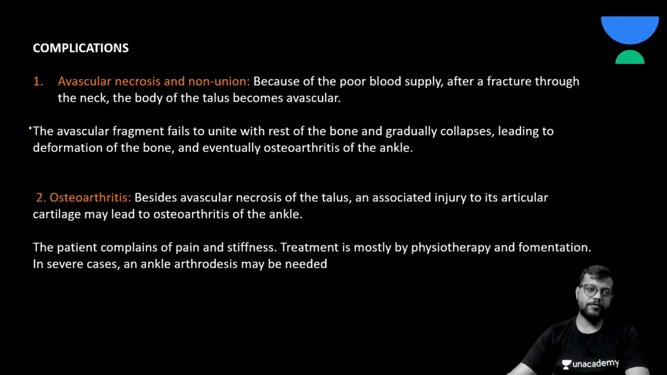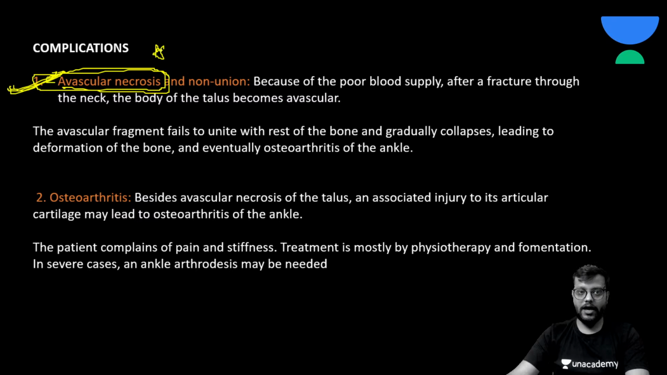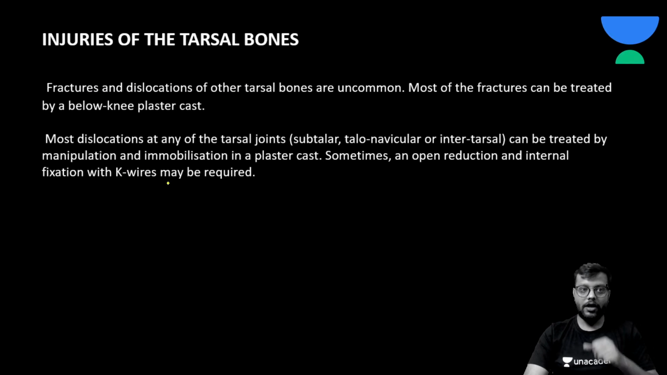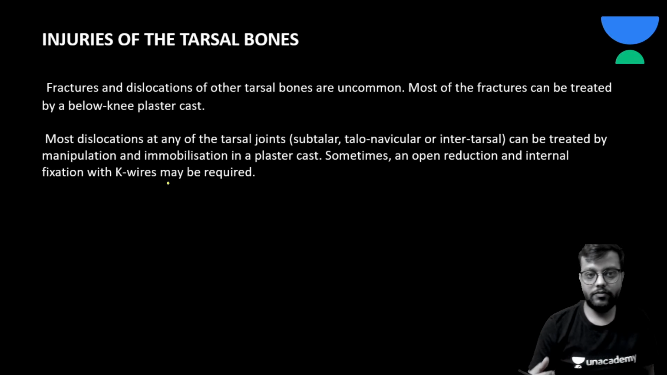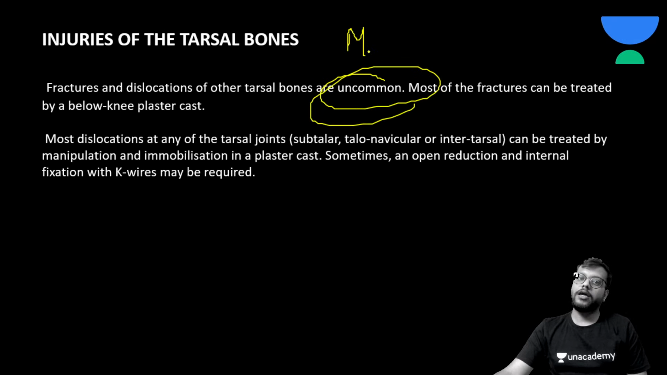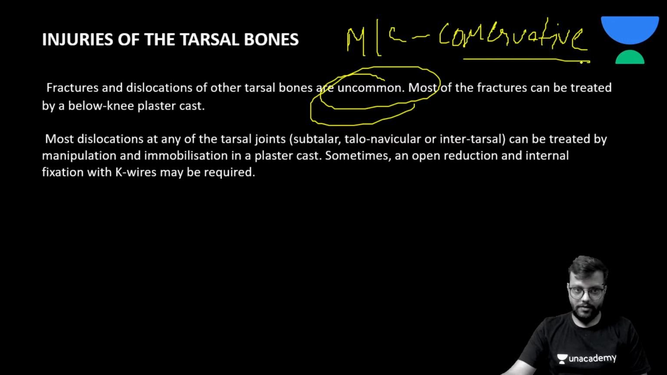Now complications, as we have discussed, बहुत blood supply will be hampered in its fracture, so avascular necrosis is very common, and also non-union or delayed union is very common. Okay, and stiffness and osteoarthritis के chances भी बहुत होते हैं due to its proximity to the joints. Now injuries to the other tarsal bones, they are very less common, and mostly they are managed conservatively by casts and slabs.